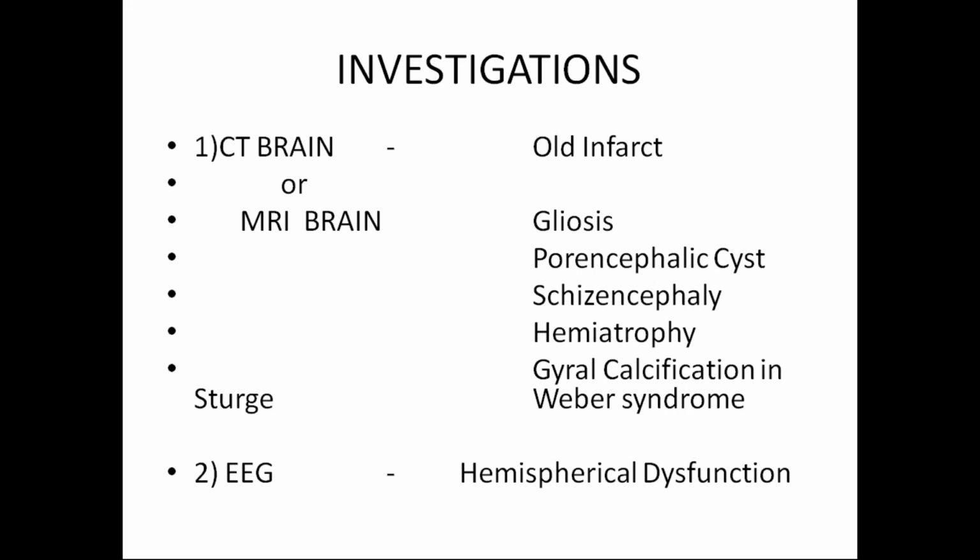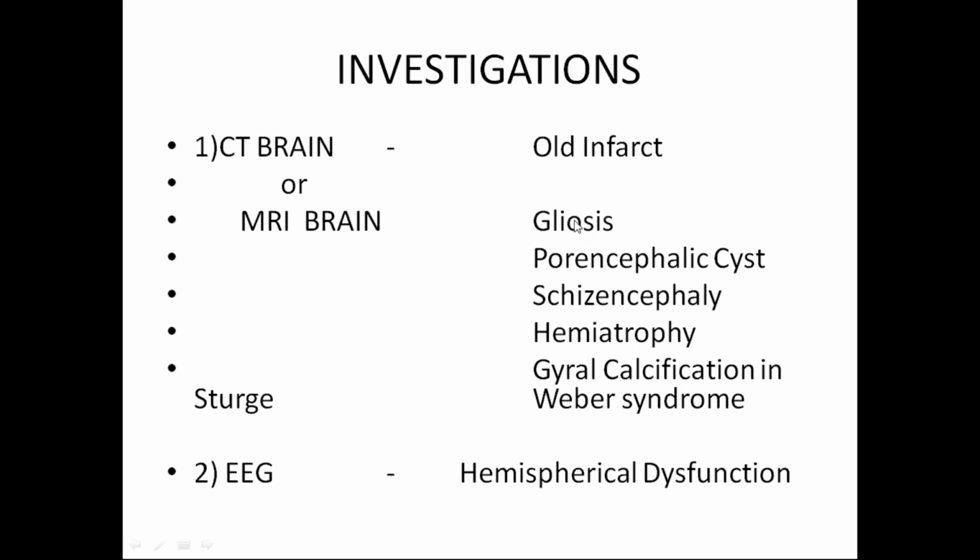Sturge and Weber are not supposed to be separated; it should be in one word. Okay, Sturge-Weber syndrome. As we discussed, there will be gyral calcification in the brain. In CT also you can find it. Okay, and you'll go for an EEG to look for any electrical abnormalities and hemispheric dysfunction. Okay.